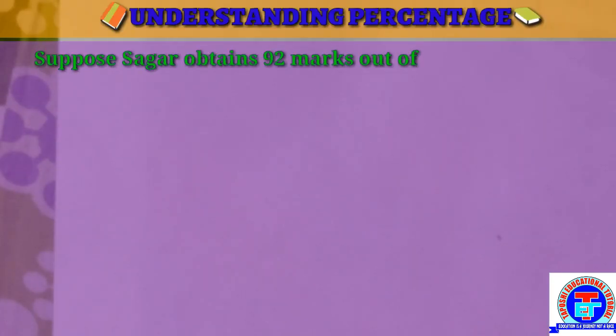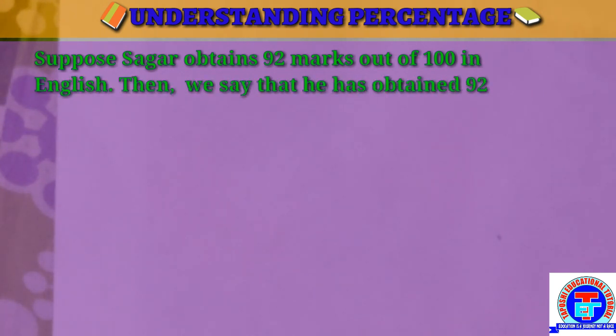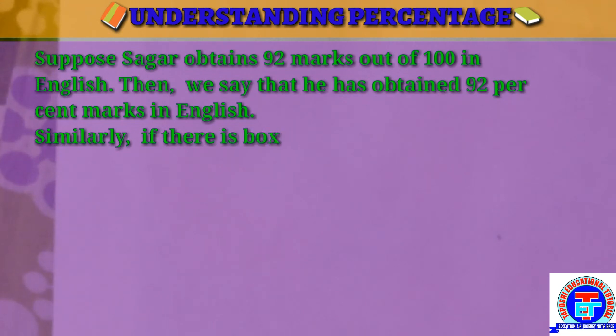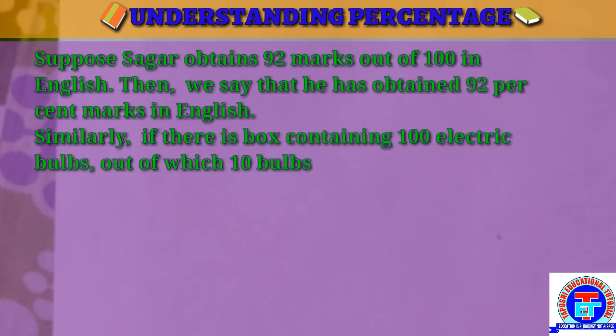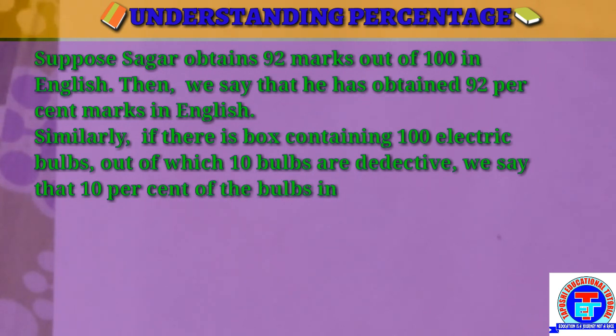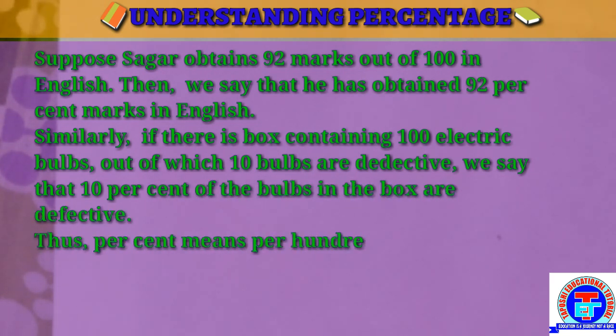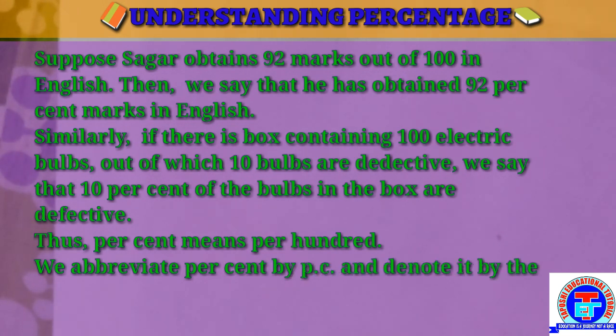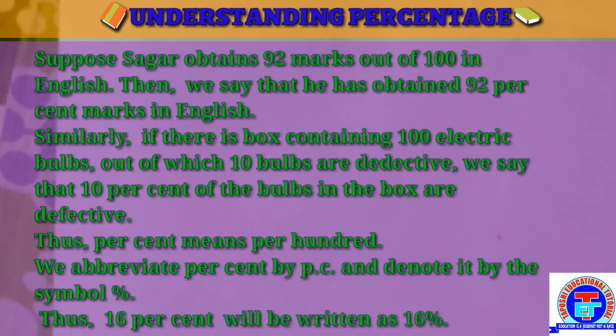Understanding percentage. Suppose Sagar obtained 92 marks out of 100 in English. Then we say that he has obtained 92 percent marks in English. Similarly, if there is a box containing 100 electric bulbs, out of which 10 bulbs are defective, we say that 10% of the bulbs in the box are defective. Thus, percent means per 100. We abbreviate percent by pc and denote it by the symbol %. Thus, 60 percent will be written as 60%.